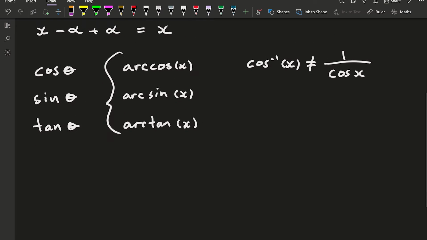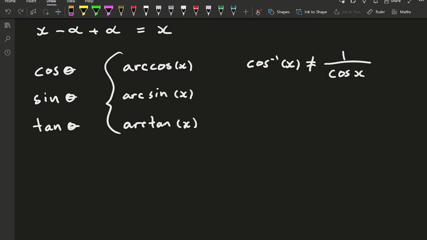One more thing I would like to add is that these inverse operations are functions if you make the appropriate domain restrictions on cosine, sine, and tan, respectively, as functions. So if you make appropriate domain restrictions, the inverse functions will exist as functions.